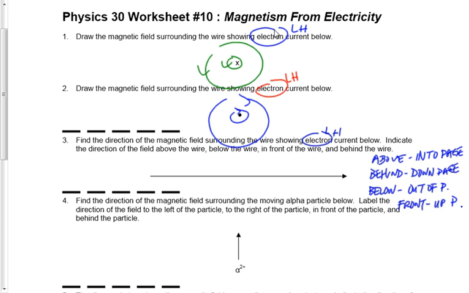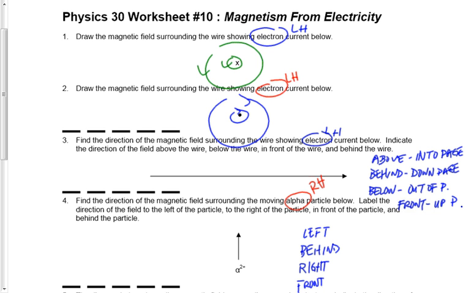Number 4, the direction of the magnetic field surrounding the moving alpha particle. Alpha is a positive particle, so it's going to be the right-hand rule. This time we're going to say to the left of the charge, behind the charge, to the right of the charge, and in front of the charge.